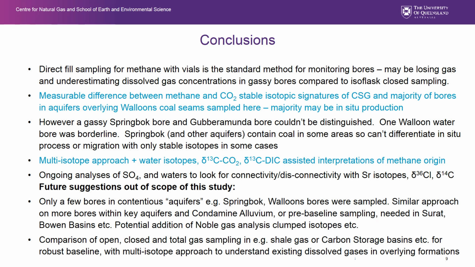Out of scope of this study, it would be good to do more sampling on some of these contentious aquifers and also pre-baseline sampling in regions of the Surat Basin. And these methods can be applied in other areas such as shale gas or carbon storage basins to give you a robust baseline and better understanding.